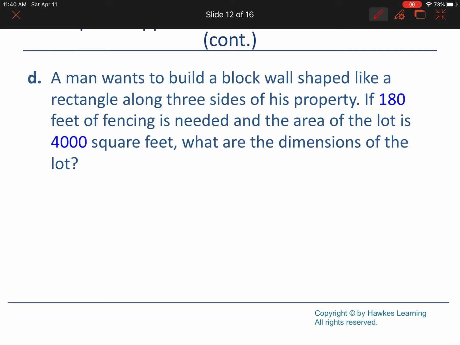Okay, a man wants to build a block wall. It's shaped like a rectangle along 3 sides of his property. So there are only 3 sides. So the other side is something else. Maybe it's the side of his house, or maybe it's a river or a road. He's not fencing it in. Maybe it's already got a different fence on it, but he only wants to fence 3 sides. Okay?